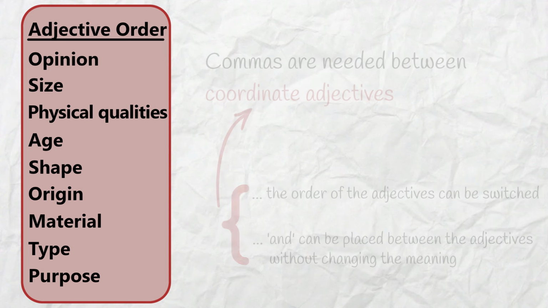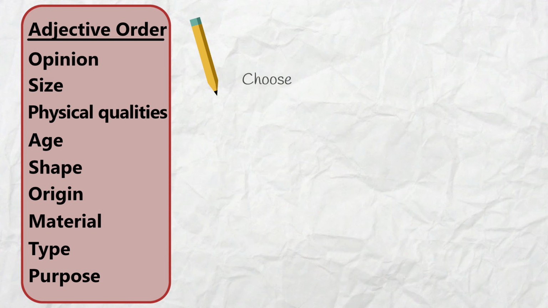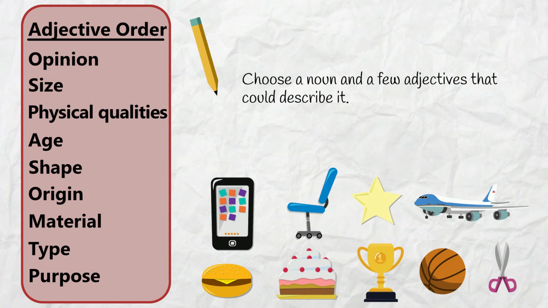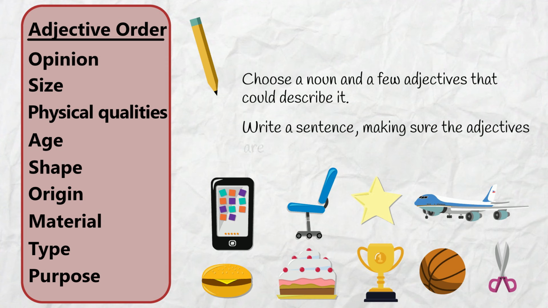Now it's time for another short activity. Choose a noun and a few adjectives that could describe it. Write a sentence using the noun and adjectives, making sure that they are in the correct order. If you like, leave your sentence in the comments below.